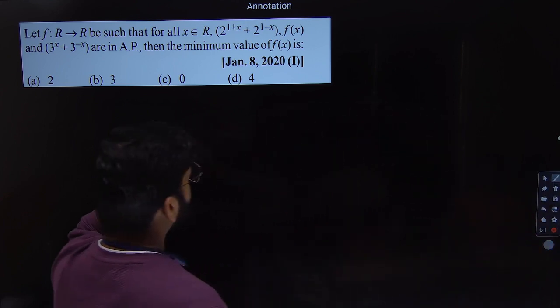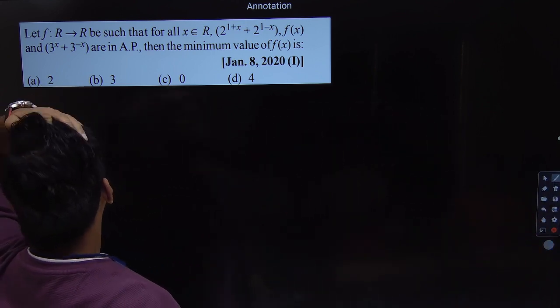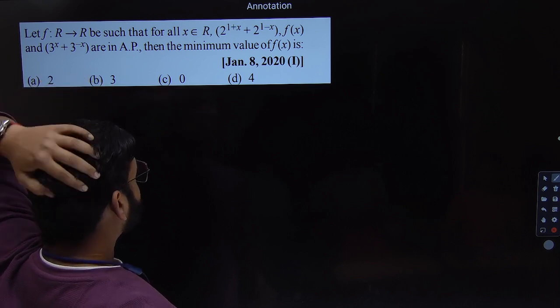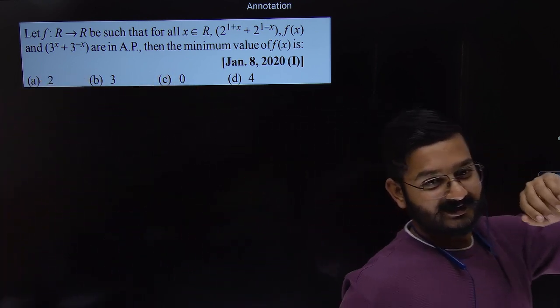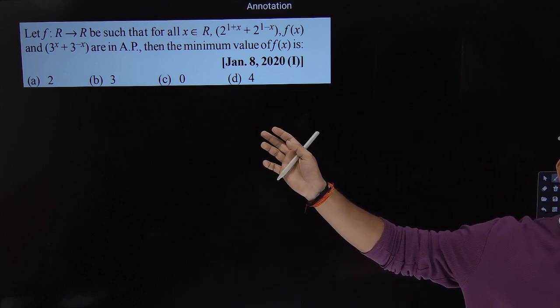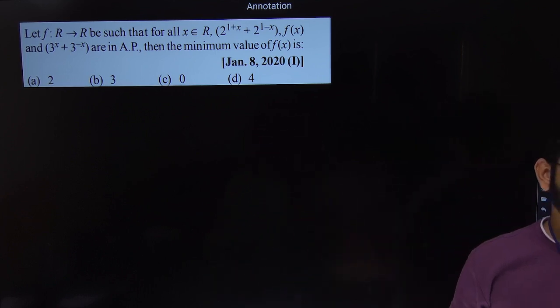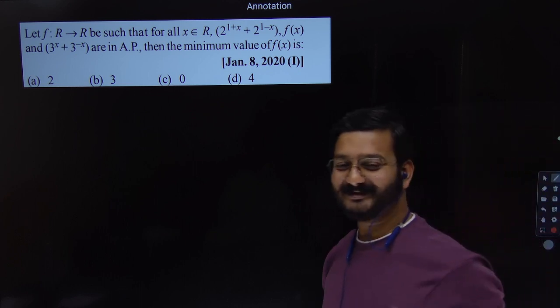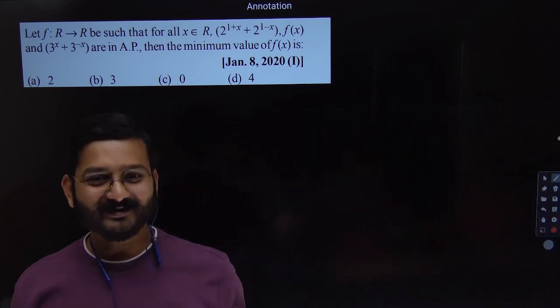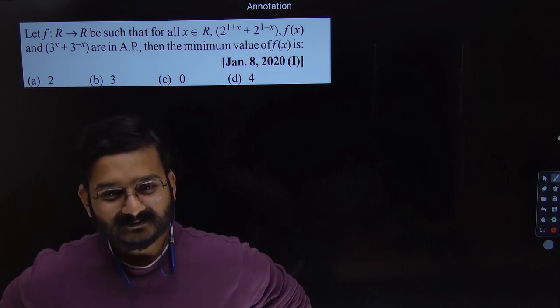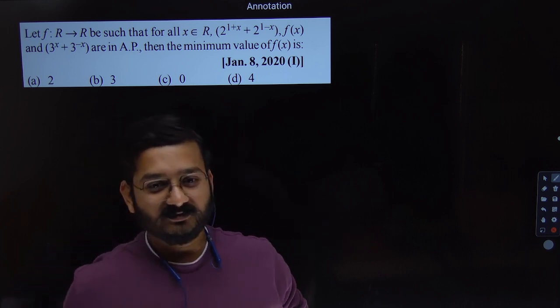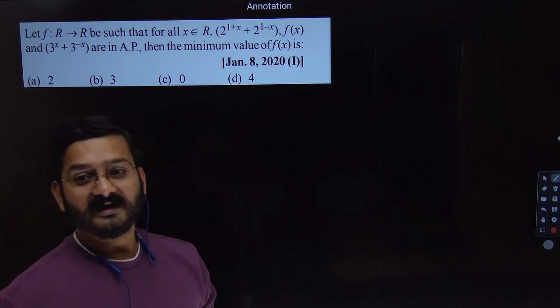So this is not a straightforward question. We need to find the minimum value of f of x. Now, how will you see? Can you use derivative here? You don't know the function only. Because you don't know the function, how will you use AOD? What will you differentiate? It will be a very lengthy expression.